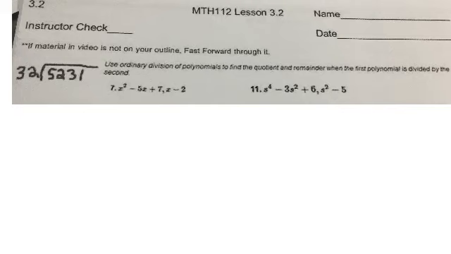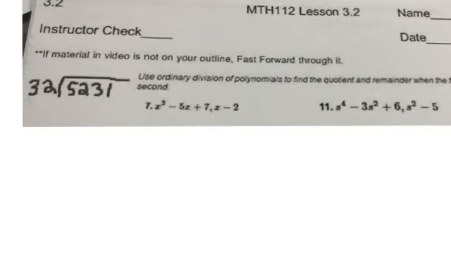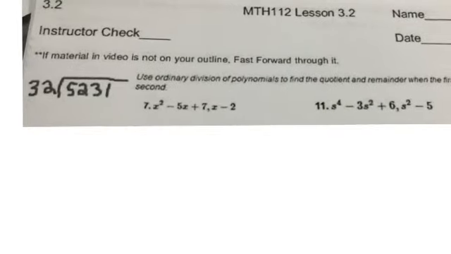Okay, so we'll start with these problems. So yeah, here we go. We're going to use ordinary division to find the quotient and remainder when the first polynomial is divided by the second polynomial. So just a reminder here of how regular old division works.